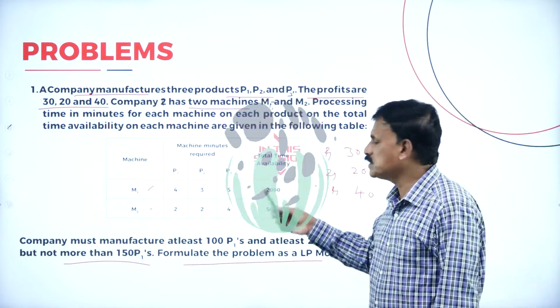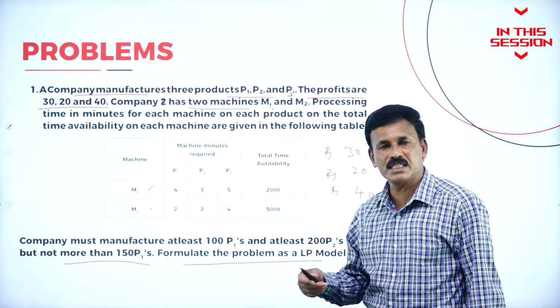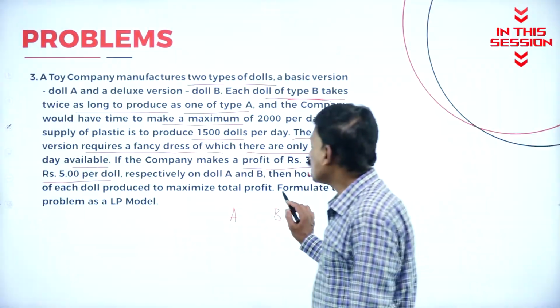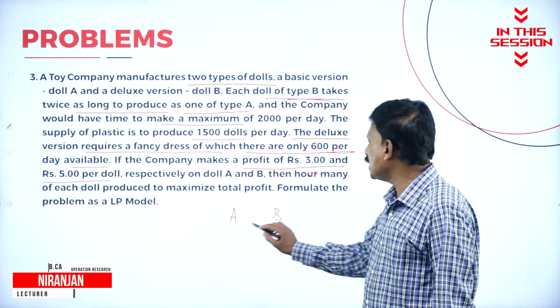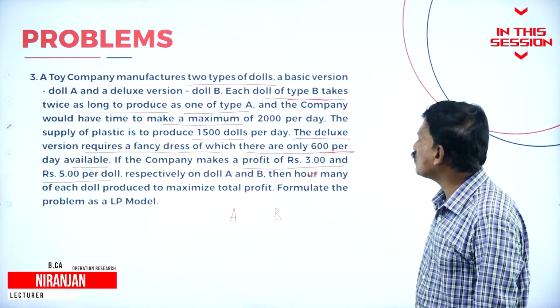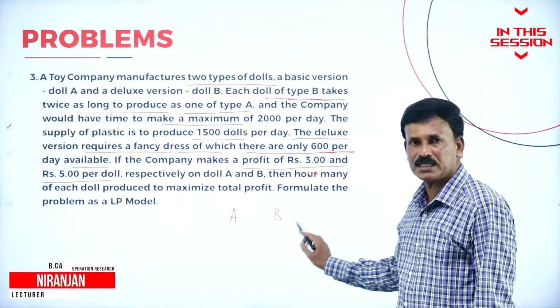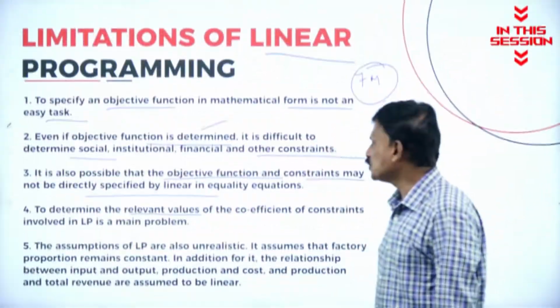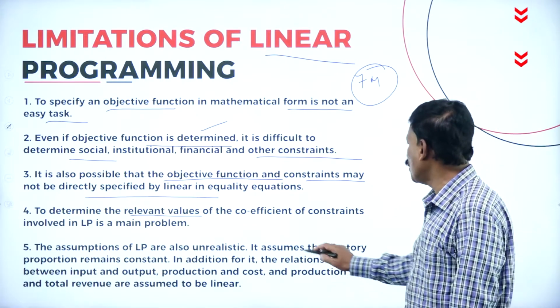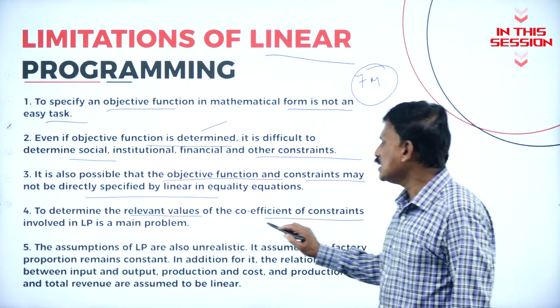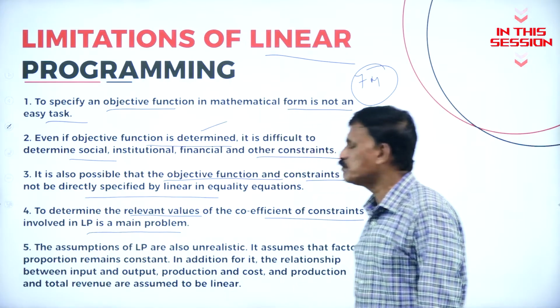P1, P2, P3 are represented by X, Y and Z as the decision variables. There are two types of doll: one is A, another one is B. B is the deluxe one. One is an ordinary model, another one is the deluxe model. To determine the relevant values of the coefficients of constants involved in the LP is the main problem.